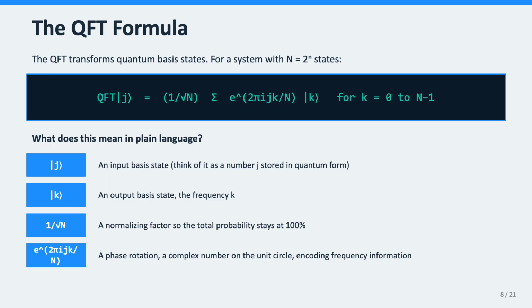Imagine the input is just the number 7 stored as a quantum state. The QFT does not give you one output state for 7. Instead, it gives you a superposition of every possible output label from 0 up to the maximum, but each one has a different phase, a different angle on the circle.